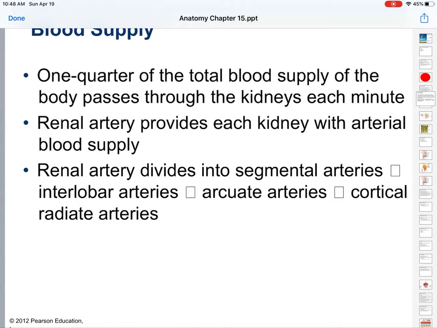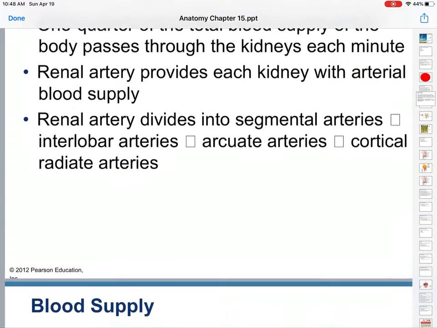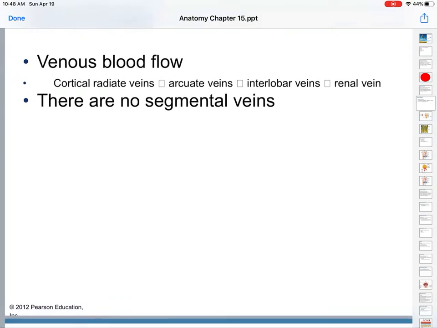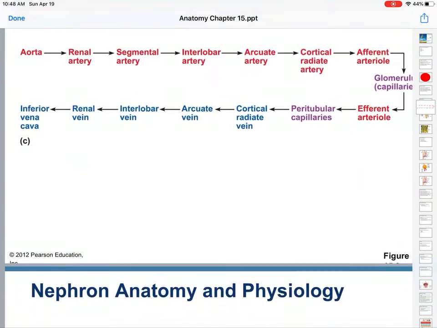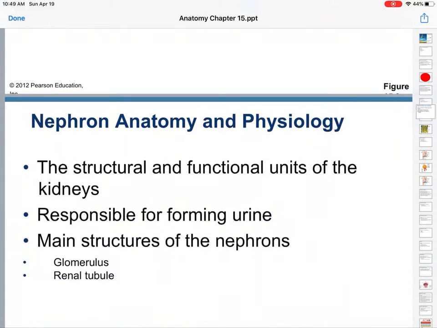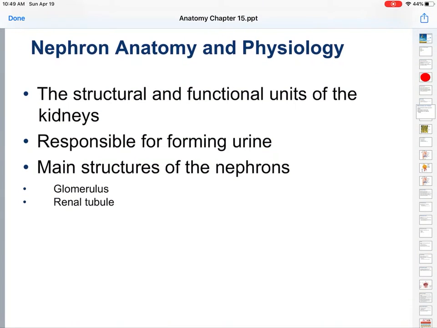A quarter of your total blood supply passes through the kidneys each minute. And we don't have time to really focus on the blood vessels themselves, because, unfortunately, we don't have time.